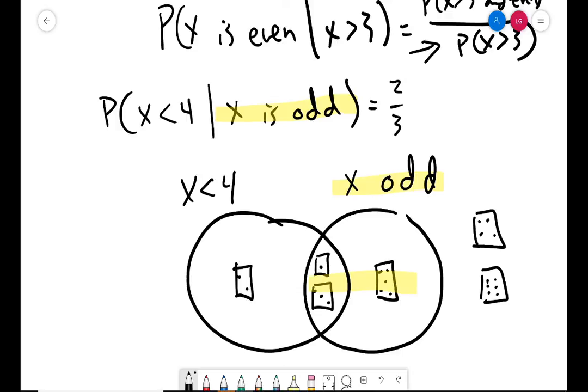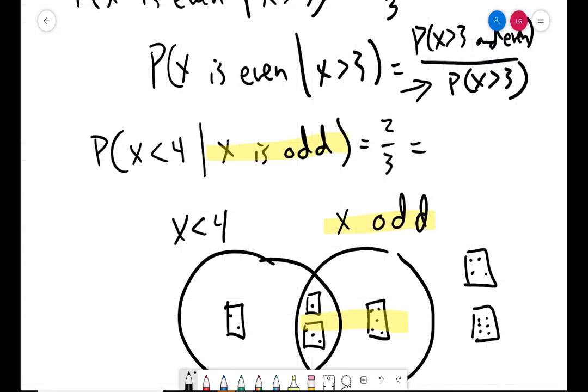And looking at the formula here, it's the probability that we're less than 4 and odd, which is 2/6 or 1/3, over the probability that we're odd, which is 1/2.